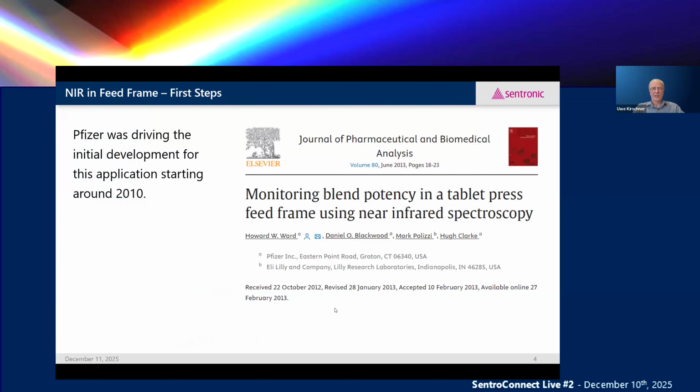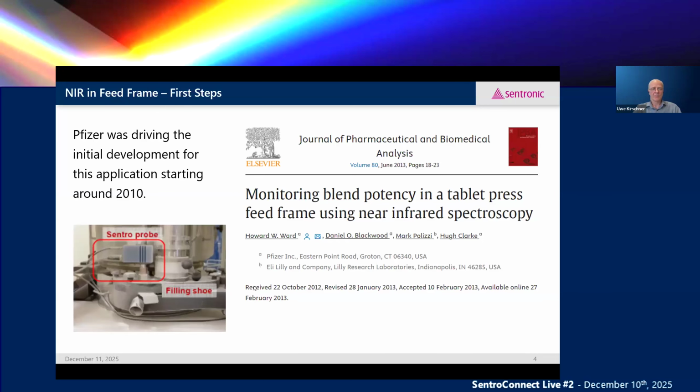So yeah, this all started. I think Pfizer was really driving that development. At least we have no other proofs like that, and Pfizer must have been working on that application as early as 2010, with the first publications coming out in 2013. And around the same time, we had been involved in some of the development ourselves. For example, this is a picture of an RCPE application note done at about the same time using an early SentroPAT FO system in a laboratory type tablet press.